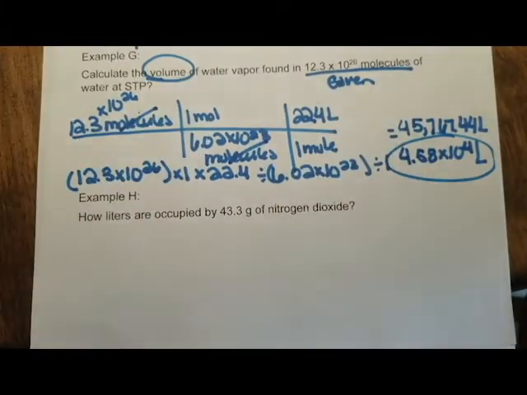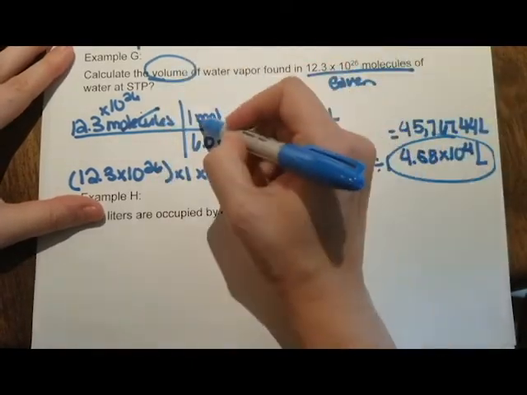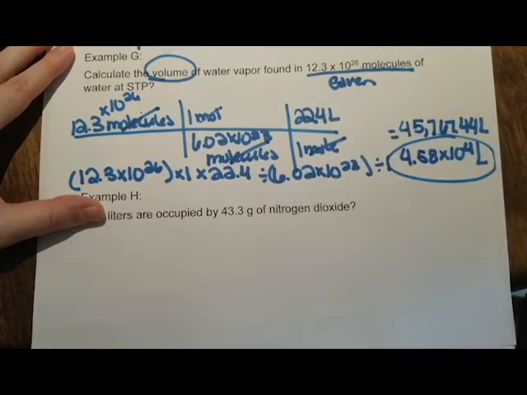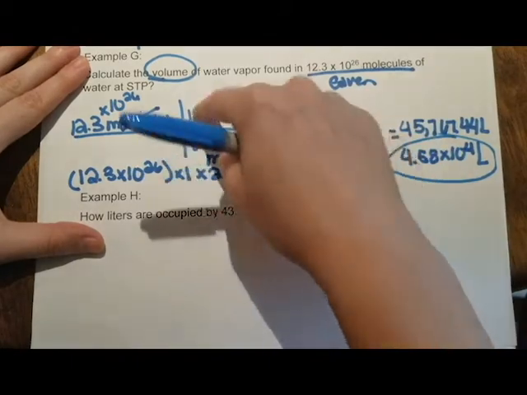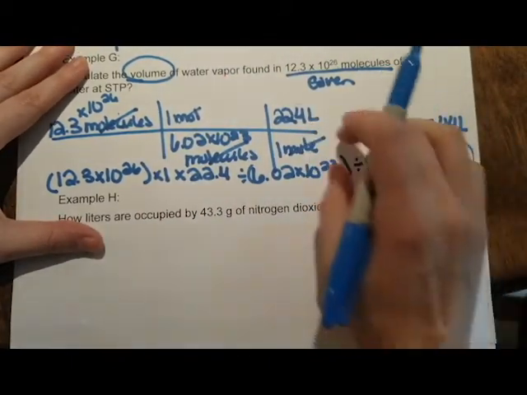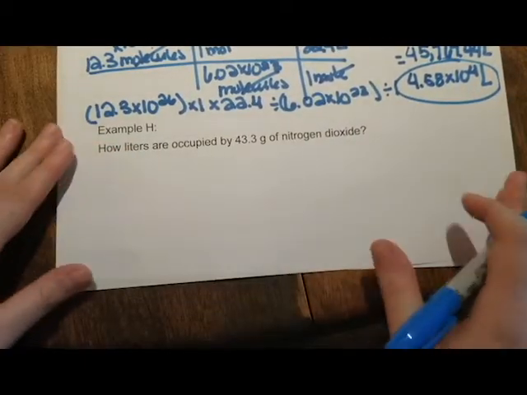Remember, whatever's on top is what you're left with at the end. So I don't want to be left with moles because I'm going to volume. So moles cancels out there, and I'm left with my liters, which is what I want. So again, please make sure you're noticing this pattern of crossing out the units that we're trying to get rid of, and whatever unit we want to be left with is the last one standing over here on the top right. Okay, let's look at a different example.